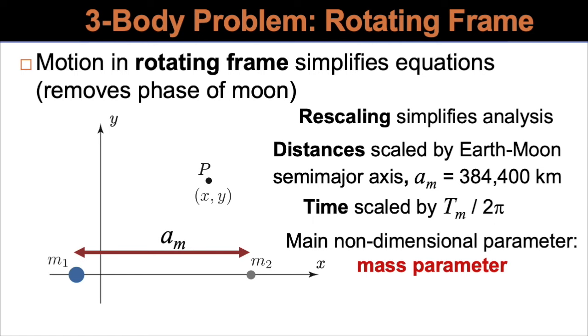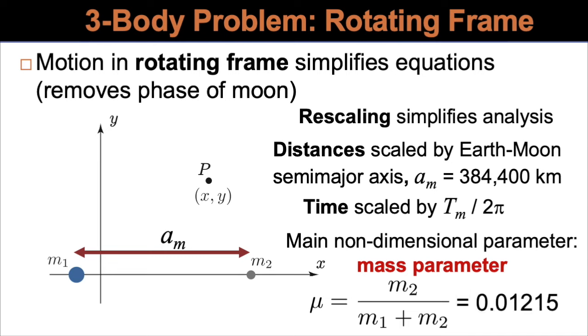There is a main non-dimensional parameter that drops out when you do this for any three-body system, and it's called the mass parameter, or the mass ratio. It's the mass of the smaller body, in this case the Moon, to the sum of the two, which for the Earth-Moon system is about 0.01215, so about 1 over 100. Which is actually pretty large by solar system standards.